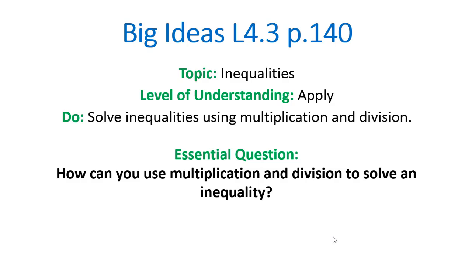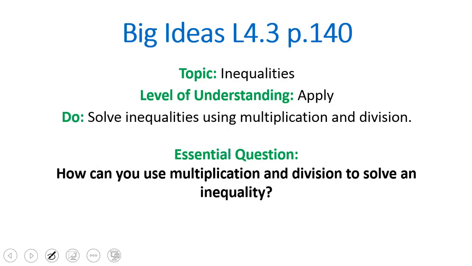We got to star it. We got to put an asterisk on it, because there's two different types of ways to solve using multiplication and division. The book calls them cases, so we're going to call them case 1 and case 2. So let's get started with case 1.